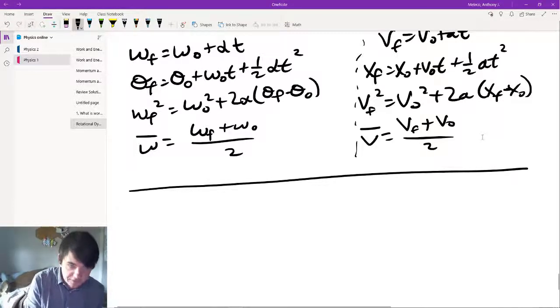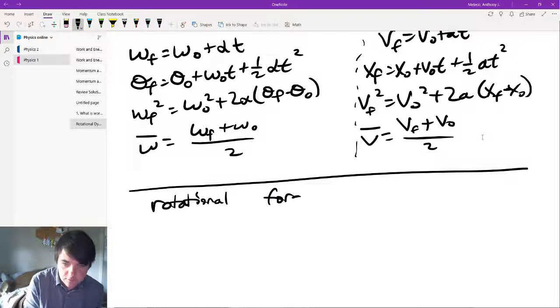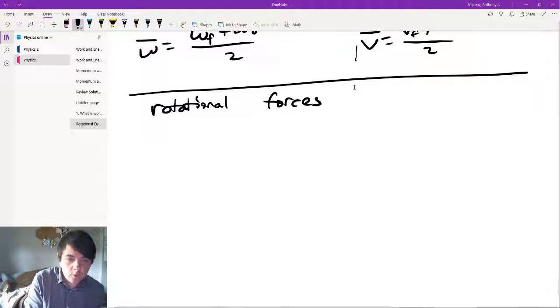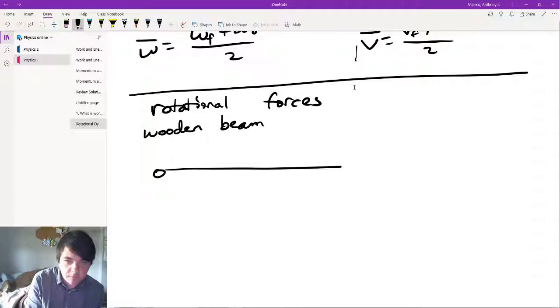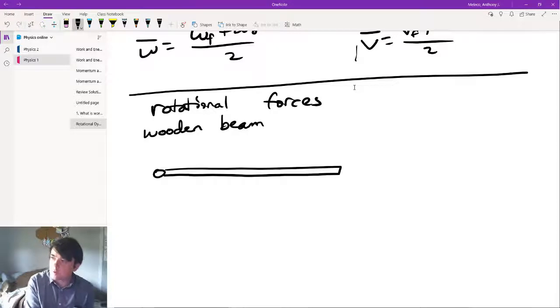So, we've done kinematics. Let's look at rotational forces. Let's look at a wooden beam that's rotating. There's a few things with forces we'll discuss here, including how we get rotation in the first place. Because we're now dealing with solid objects, we've got a solid beam. We don't just have a particle. This beam is one continuous thing of mass.